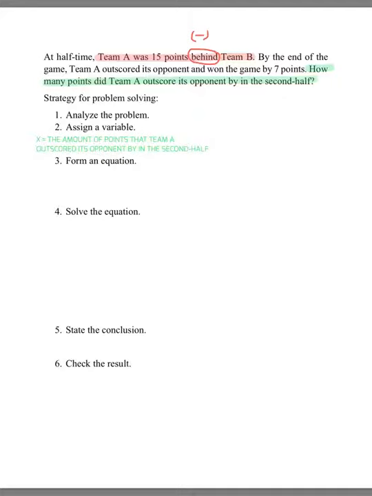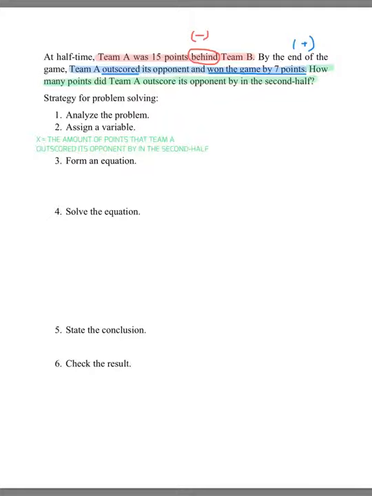And now we also know that by the end of the game, Team A outscored its opponent and won the game by 7 points. There are no keywords here, but we have to think about what's being said. They won the game by 7 points. Since Team A outscored its opponent, they scored more points than Team B. So if you scored more points, that means you have a positive value to associate with the 7.